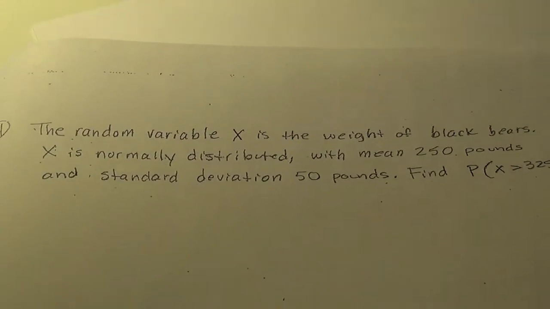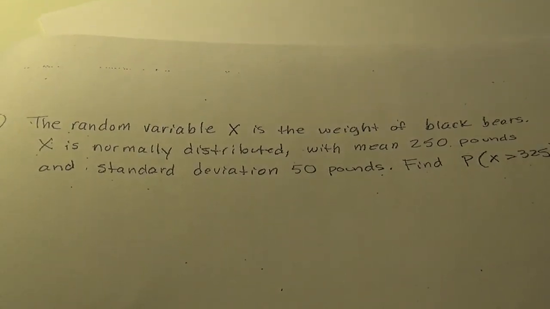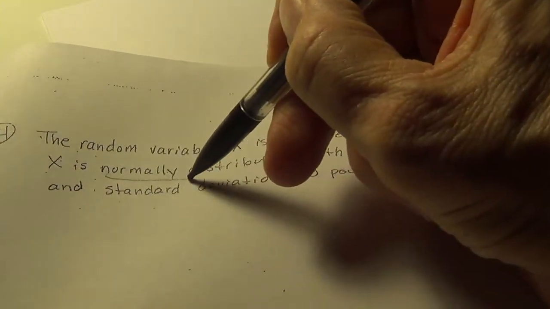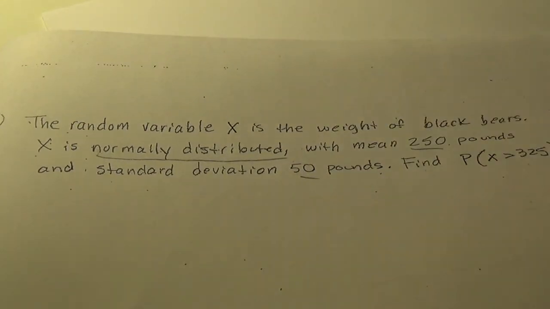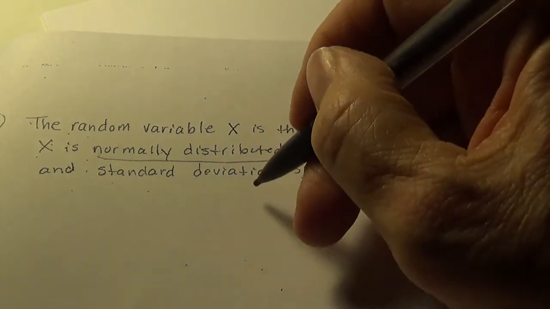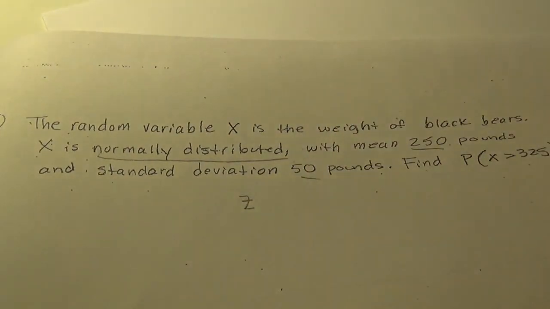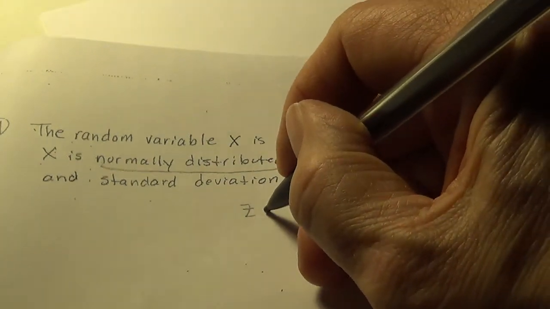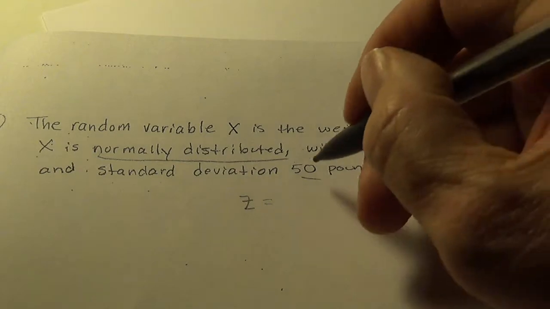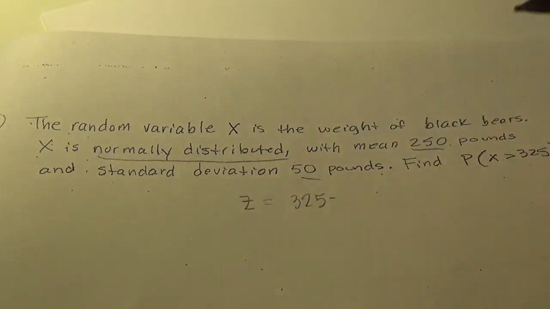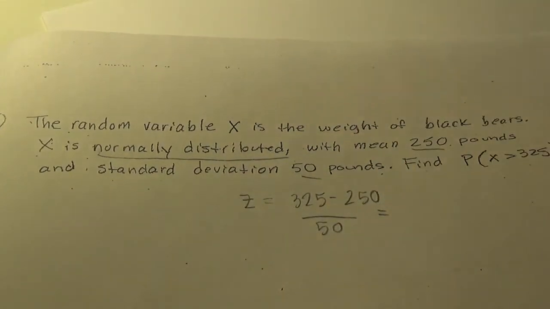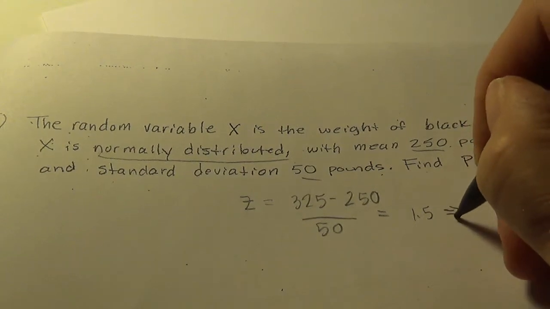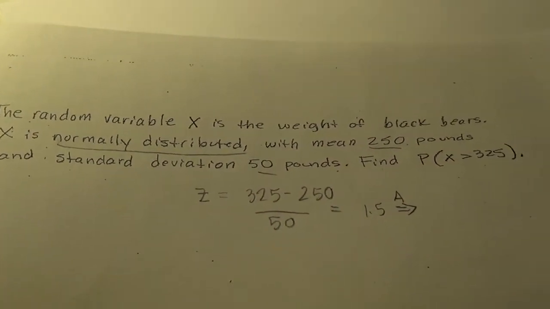All right, number 14, the random variable x is the weight of the black bears. X is normally distributed with mean 250, standard deviation 50. Find the probability x is greater than 325. So since it's normal, we need a z-score for any kind of probability. We're going to take the value we're interested in, 325, subtract the mean, divide by the standard deviation. When we do that, I got a 1.5. Let's go to chart A.